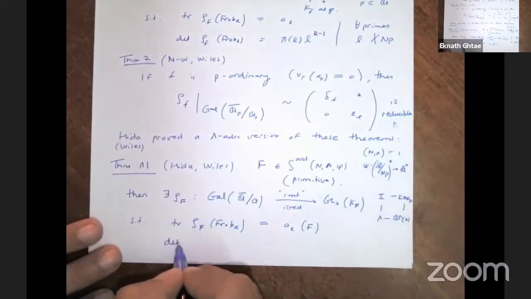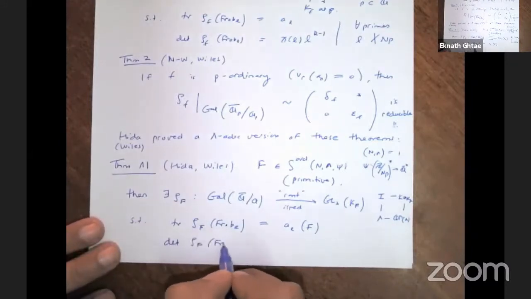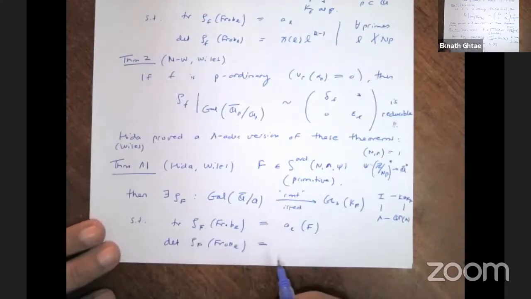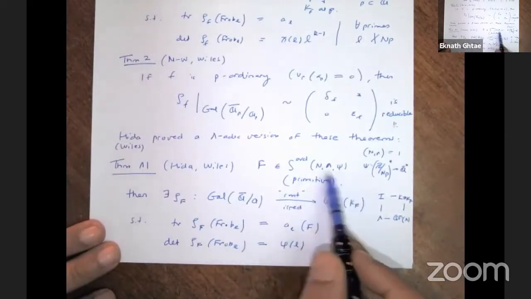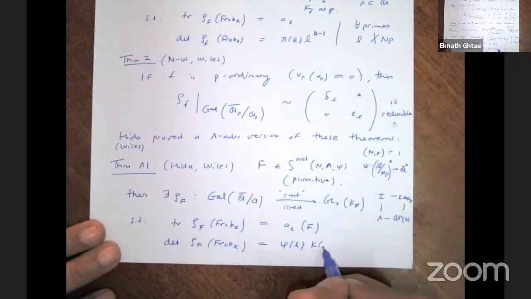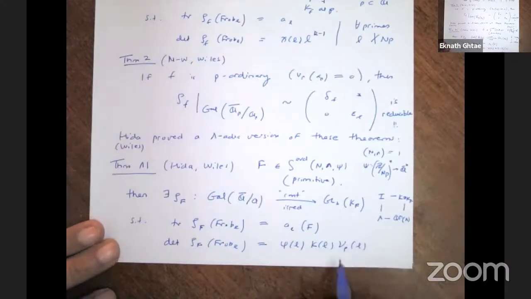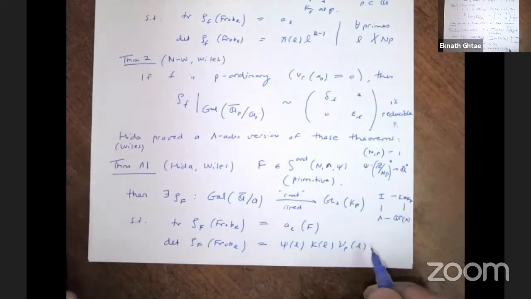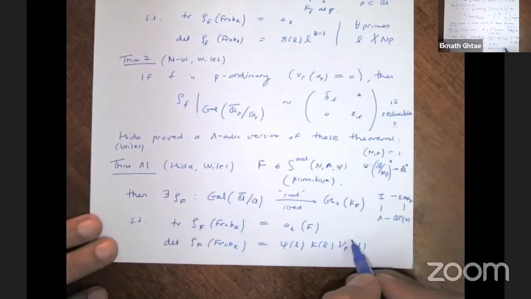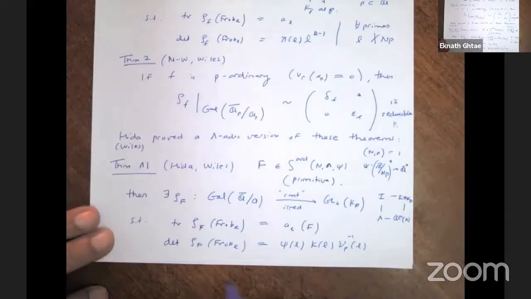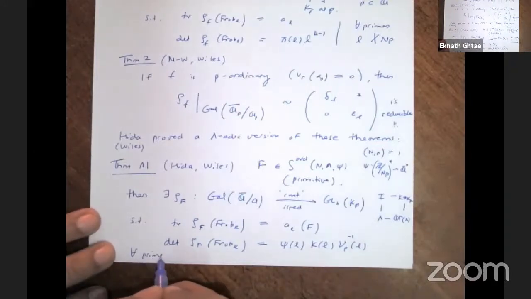And the determinant is given by also a nice formula. So it's psi of l. Remember, psi was the Dirichlet character of the lambda-adic form. Kappa of l, I'll define kappa in a second, and nu of l, maybe nu_p of l, because I had a nu before. So this is the p-adic cyclotomic character. And I think I have to put an inverse here. I'll write it out in a second. In my notes, I don't have it, but I think I have to put an inverse here. We'll just check this in a second. For all primes l not dividing Np, exactly the same.